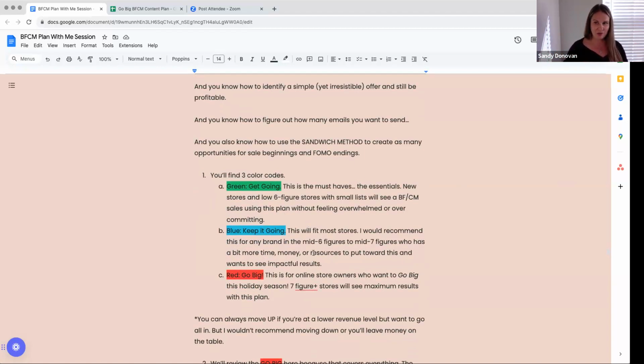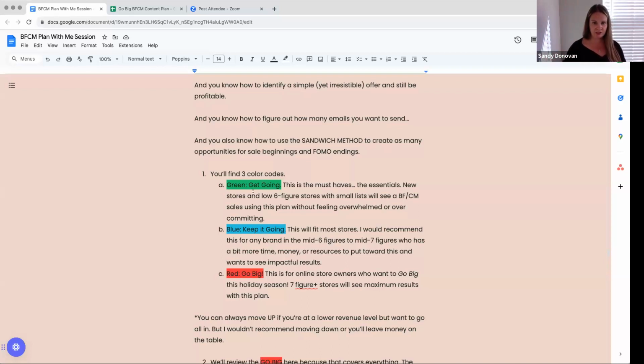So I'm going to give you a content calendar. It's fully color coded. And the green is what I call the get going plan. If you haven't done a Black Friday yet, if you're still just getting started, this is a good plan for you. It's not going to be too overwhelming, but as you saw in the example above, it's still going to focus on building at least 1 or 2 sandwiches so that you can get some results.